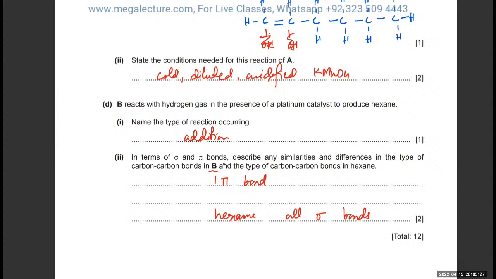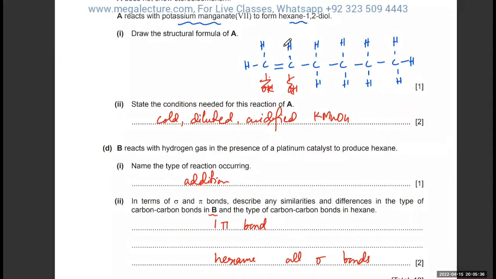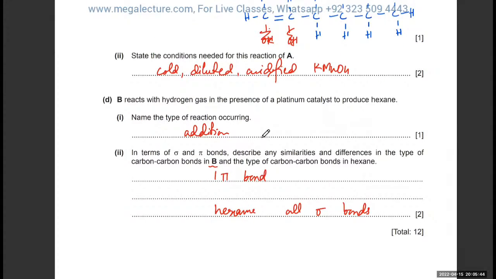So are they looking for hybridization or what? In terms of sigma and pi, you just have to describe in terms of sigma and pi bonds. So B just had one pi bond. Whenever you have a double bond, I mean, this is not B, but B was an isomer of this, so that also had a double bond. So whenever you have a double bond, there is one pi bond at least in that.